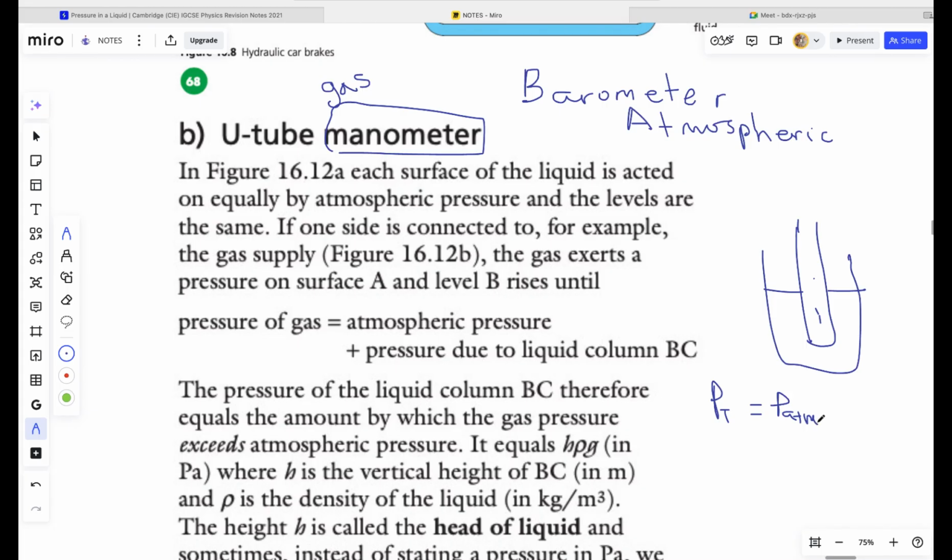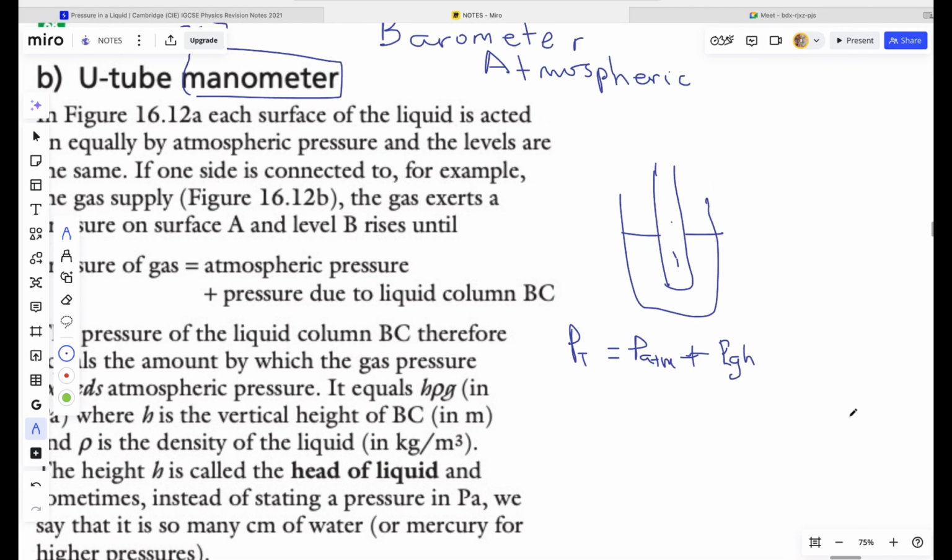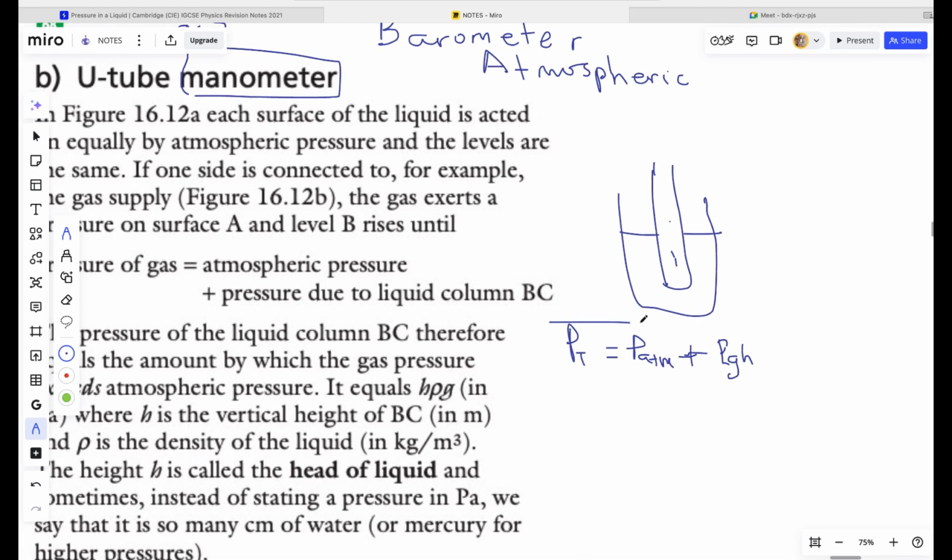So the total pressure at the bottom of any substance for a system that is not closed is the pressure due to atmosphere plus the pressure due to the liquid. The pressure due to the liquid is rho GH. So I can simply write rho GH. So this is the formula for our total pressure. You need to know this.